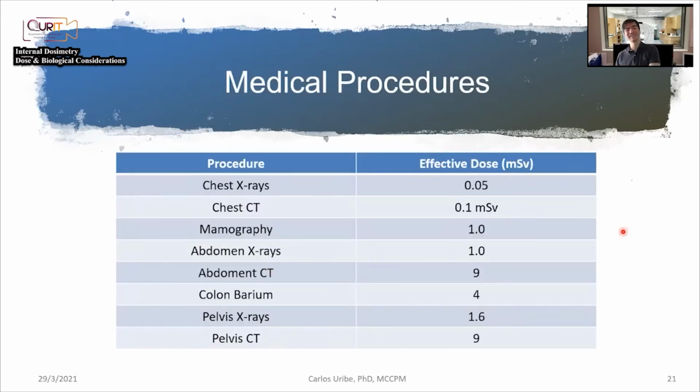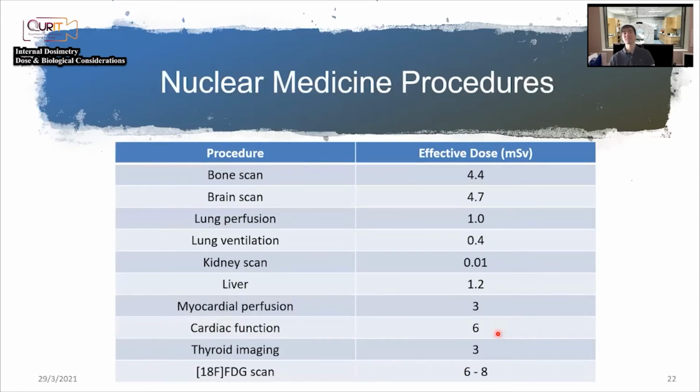Now we have equipment that creates some of this radiation. When you have a chest X-ray, you can have a little bit of a dose. And I'll let you look at that table. We'll see that a pelvic CT will give us around 9 millisieverts of radiation. In terms of nuclear medicine procedures, again, we're covering a wide range of doses, but just think about a PET scan, which will typically give you between 6 to 8 millisieverts. And I would say the average from all these procedures is something around 4 millisieverts.